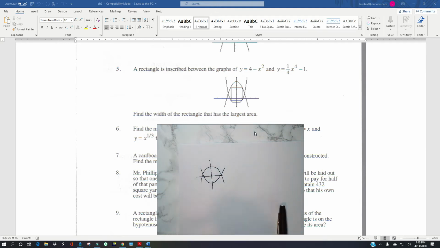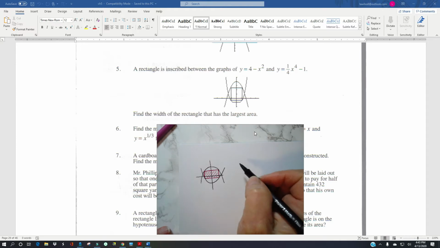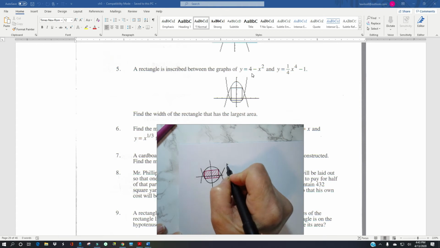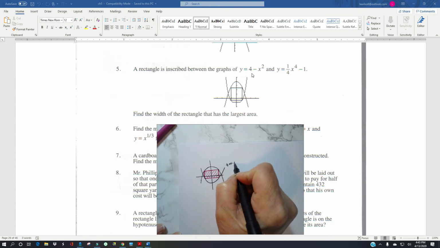And we've got our rectangle in here with upper vertices and lower vertices, lower vertices on the lower curve and upper vertices on the upper curve. So this thing here, right? Now, the rectangle is inscribed between the graphs of 4 minus x squared. Well, that's the frowning function, so that's this one. And the smiling function, 1/4 x to the 4th minus 1.